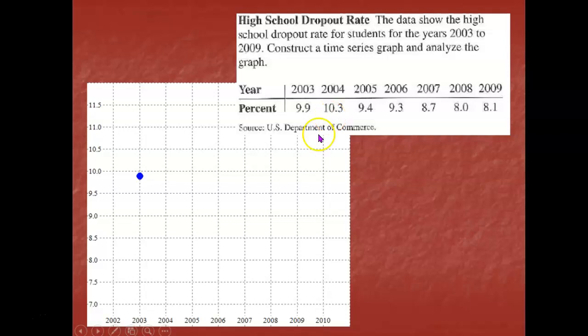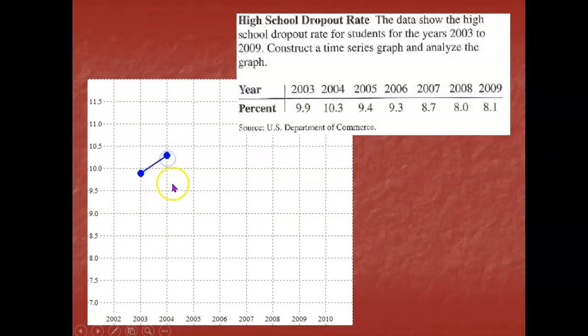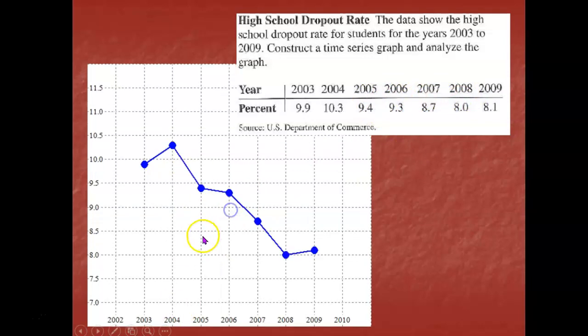And then the next dot I put on the graph is going to be above 2004 up to a height of 10.3. Put a dot there. Connect the dots, and then go ahead and do the rest of these. The other 1, 2, 3, 4, 5 dots, connecting those. And here's what it looks like.